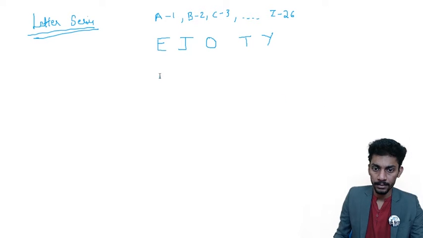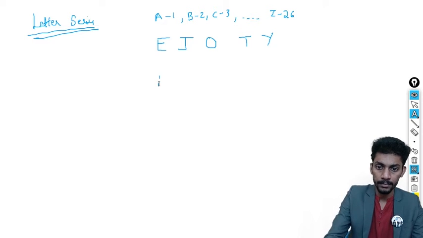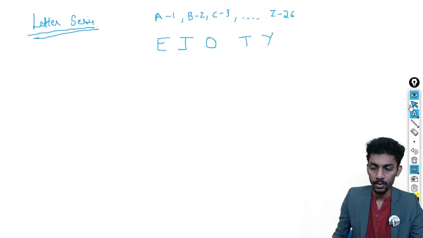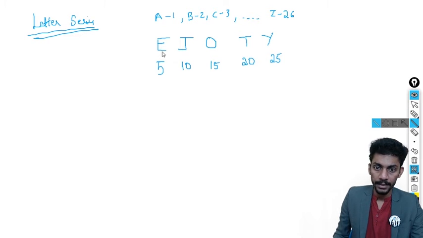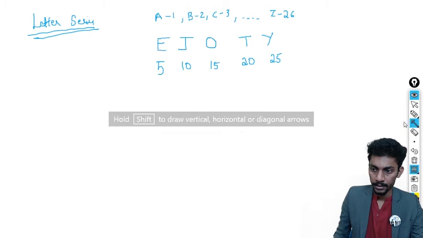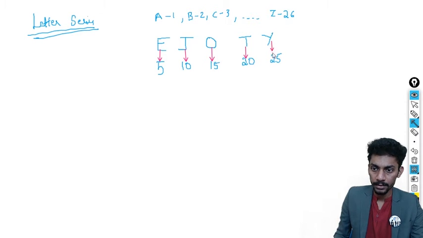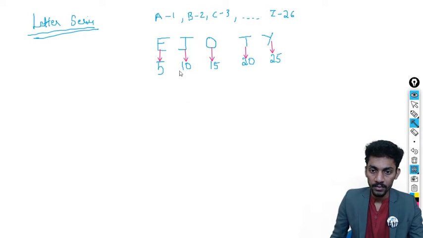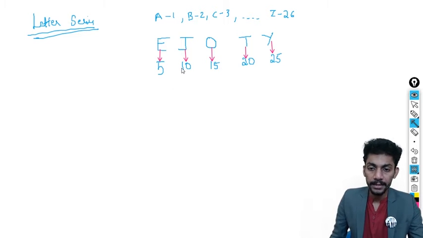Remember this word: E Jo Ti. Now what is this E Jo Ti? E is the 5th letter, J is the 10th letter, O is the 15th letter, T is the 20th letter, and the last one, Y, is the 25th letter. Now why are we doing this? Because the 5th, 10th, 15th, 20th and 25th letters are done, so finding the in-between values becomes very simple.